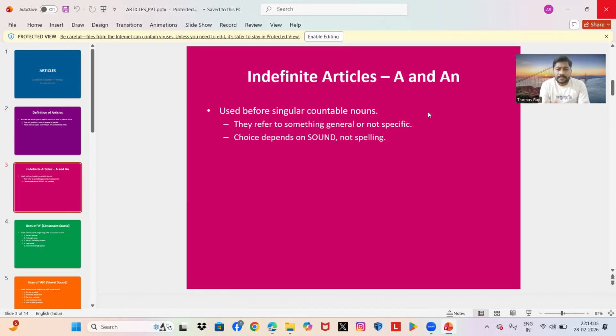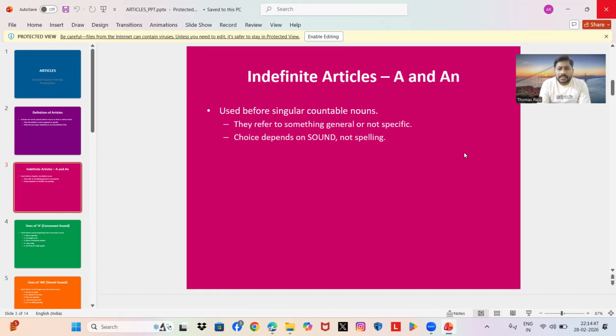The 26 letters are divided into two categories, vowels and consonants. How many vowels are there in English? There are only 5 vowels, and they produce 20 sounds. The remaining 21 consonants produce 24 sounds. Total 44 sounds. Letters 26, but they produce 44 sounds. So that's why we place the article before the noun depending upon the sound, not the spelling or letters. Note this point, please, all of you.